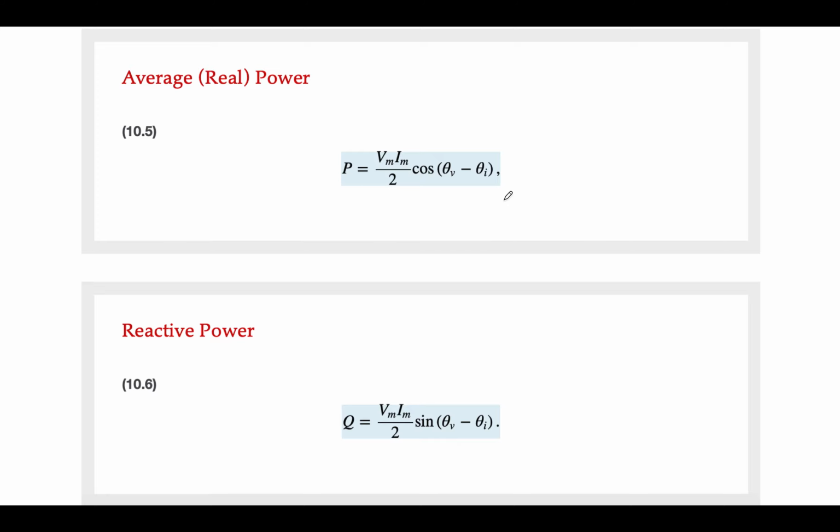The units for average or real power are watts, just like for instantaneous power. It also has units of watts. The units for reactive power are voltamps reactive, VAR, also referred to as VARs.